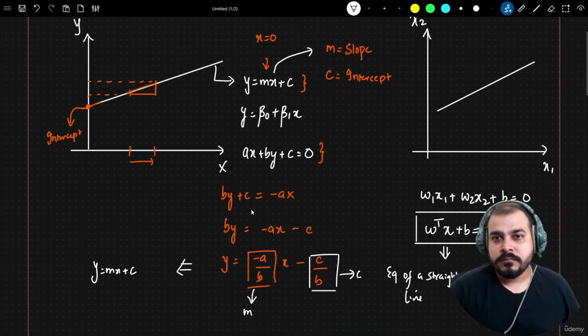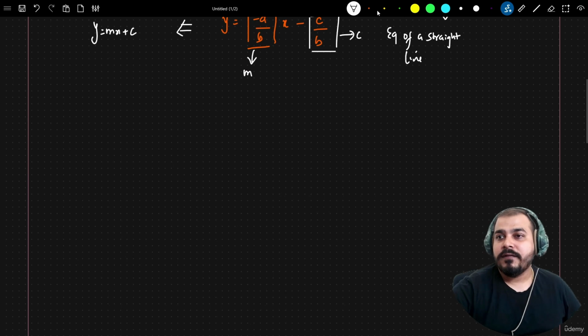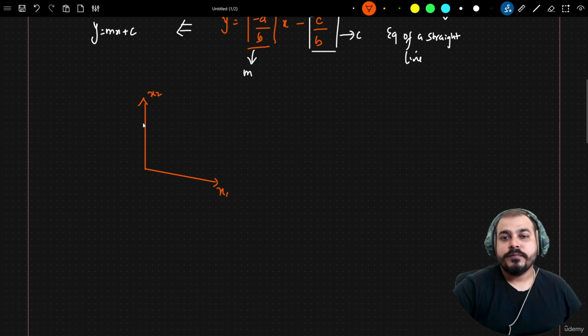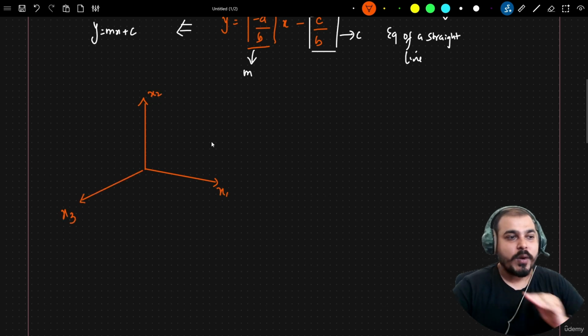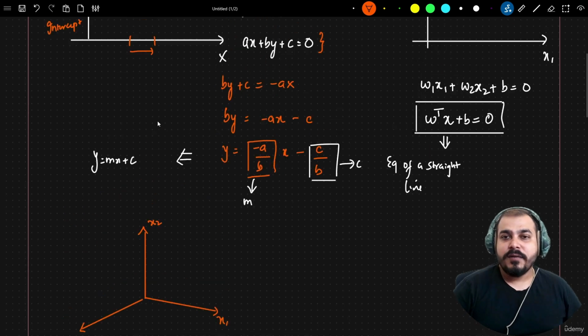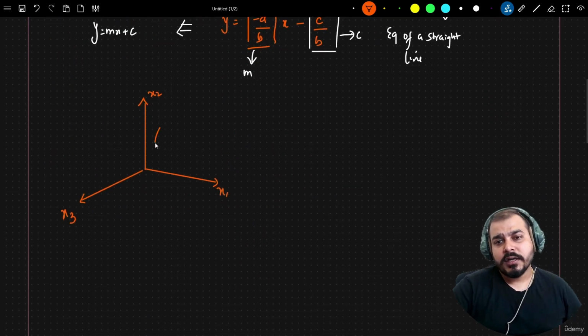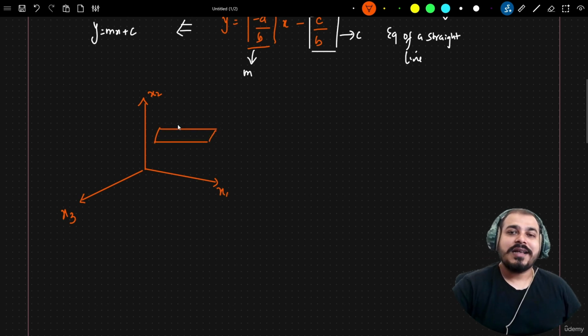Now this is fine. What happens if I have 3 dimensions or 3 axes? So here let's say I have x1, x2 and x3. In this particular case, we don't draw a straight line. Here, specifically, we draw a 3D plane, okay? So let's say we are drawing a 3D plane and this plane will look something like this. The plane can be here, it can also be here, or it can also be here.